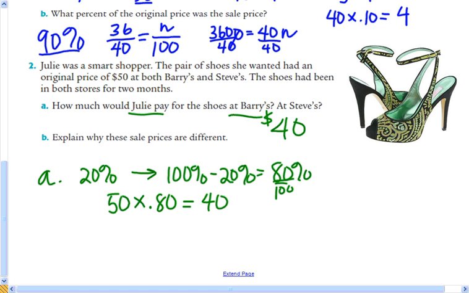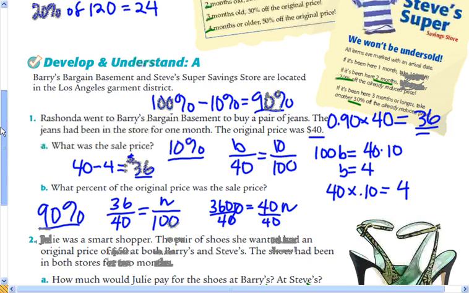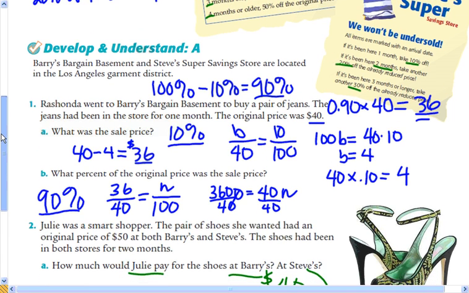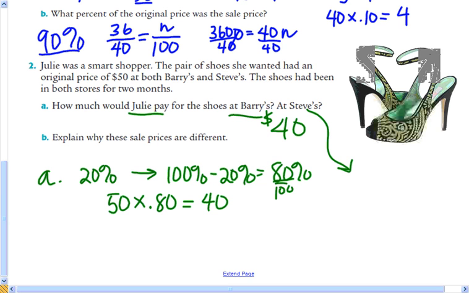Now, if she went to Steve's, at Steve's you get a discount and then another discount. You get 10% off for the first month and then another 20% off the already reduced price for the second month. So at Steve's, we would start with our $50, and we would do the same thing for the first month, 10% off.